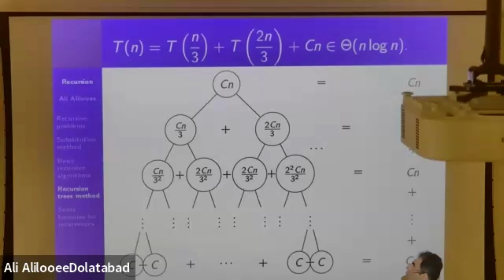And every node can be labeled by considering the n of the parent and replacing n of the parent with n over 3 and 2n over 3. Why n over 3 and 2n over 3? Because these are the inputs of the recursive calls. When you look at the recursive calls, you have T(n/3) and T(2n/3), so the inputs of the recursive calls are n over 3 and 2n over 3. That's the reason you are replacing n with n over 3 and 2n over 3.